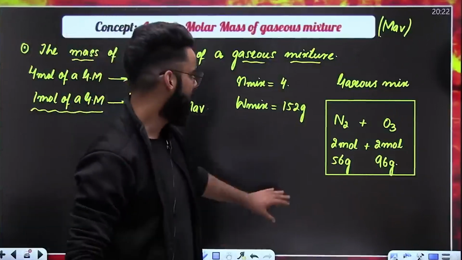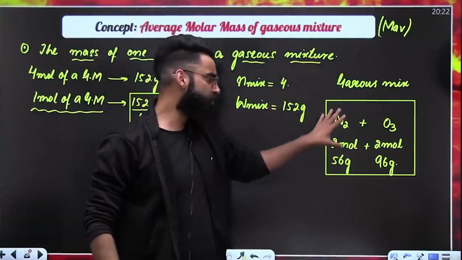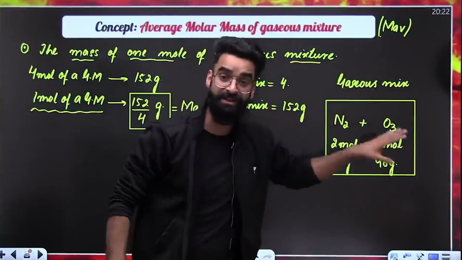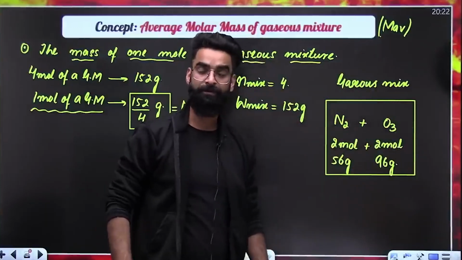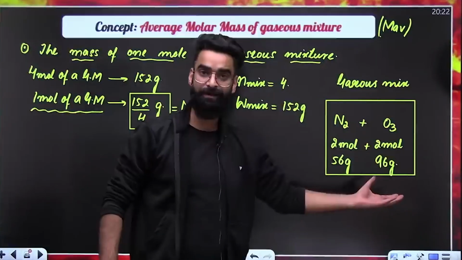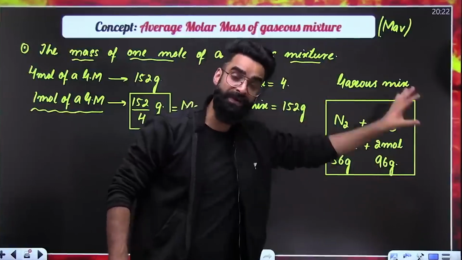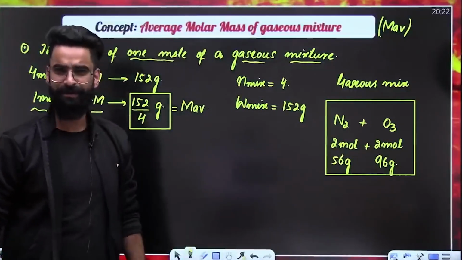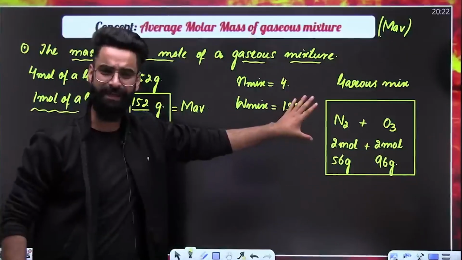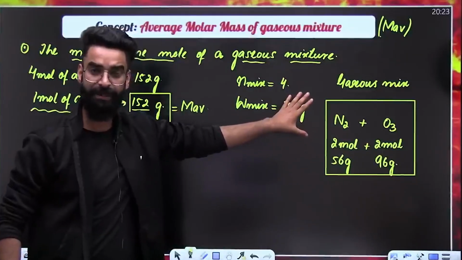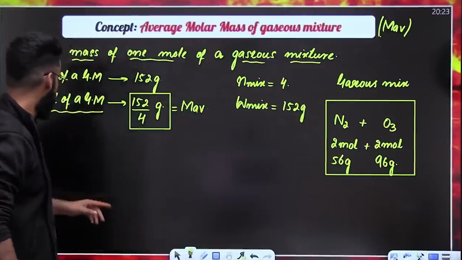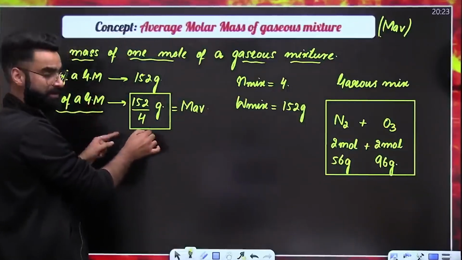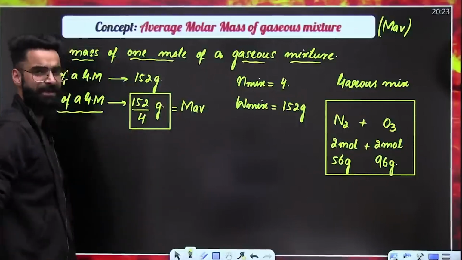So first of all, there were 2 chemically non-reacting gases in the container. That means there is a gaseous mixture in the container, right? The mass of 1 mole of a gaseous mixture is something which we call average molar mass. So right now, in the scenario which I've taken over here, I got to know the mass of 1 mole of the gaseous mixture is 152 by 4 grams. So this is something which I'll be calling average molar mass.